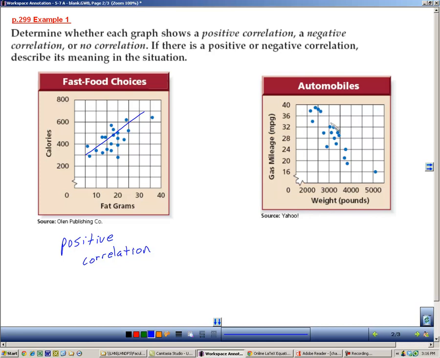Second one, we're comparing the weight of automobiles versus the gas mileage. Well, it looks like the dots here tend to be going down and to the right. Maybe, if you drew a line through the middle of all of those, it might look like that. That line has a downward slope or a negative slope. We say that this scatter plot has a negative correlation. What does that mean? That means as the weight of a vehicle goes up, then the gas mileage goes down or decreases.